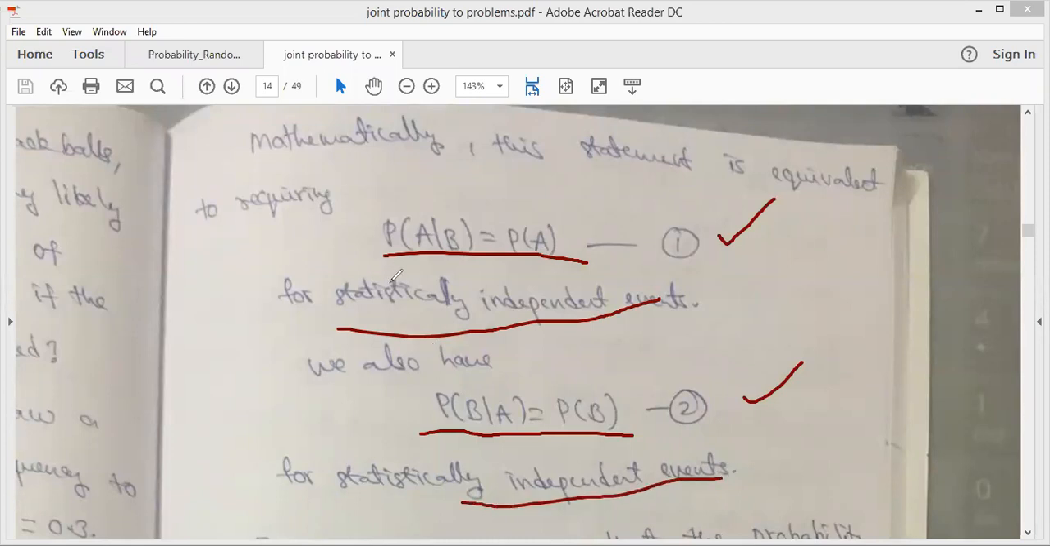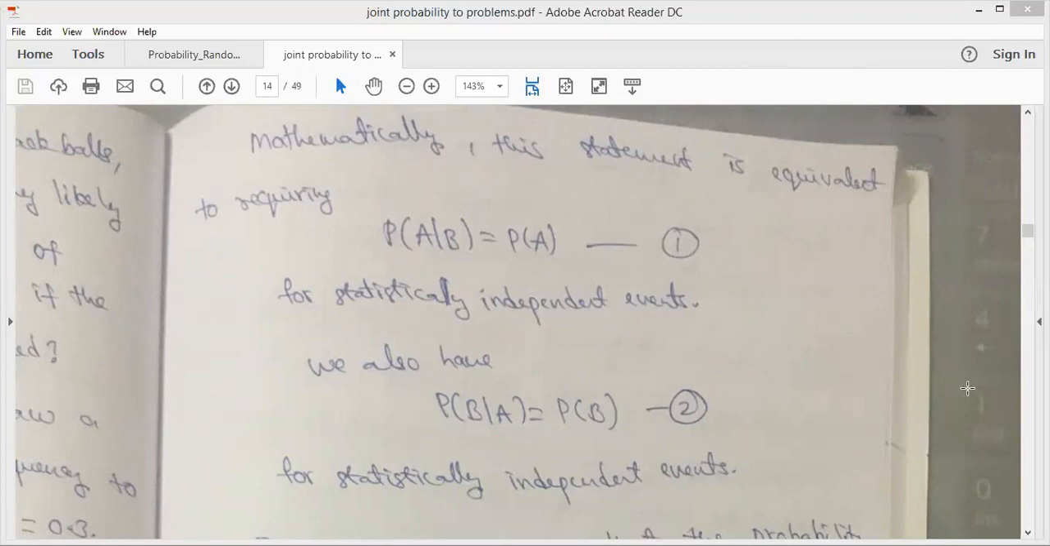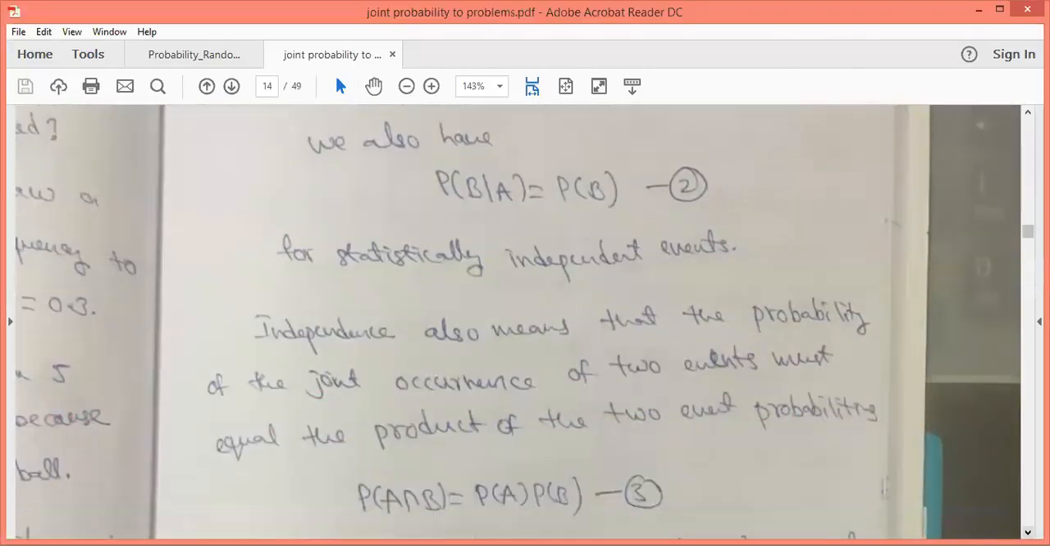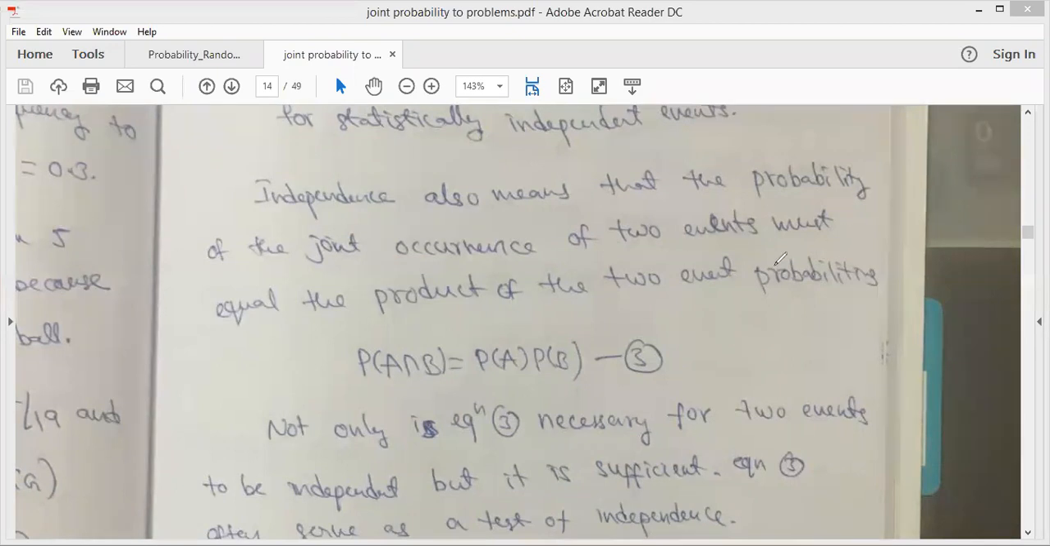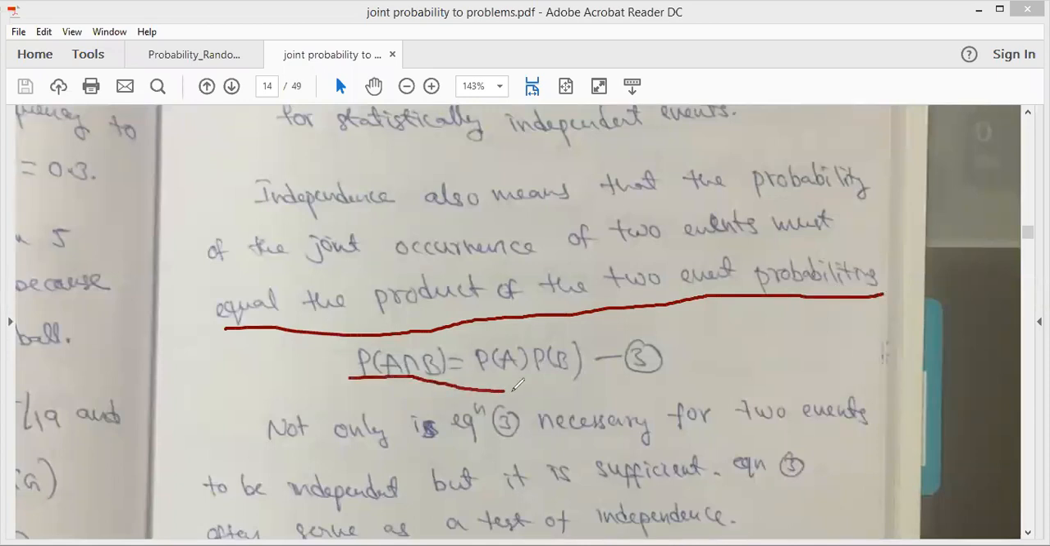So if you take any one of these, if these conditions are satisfied, then we say that the events are statistically independent. Independence also means that the probability of joint occurrence of two events must equal the product of the two events' probabilities. That is, probability of A intersection B should be equal to probability of A into probability of B. So we have discussed these equations.